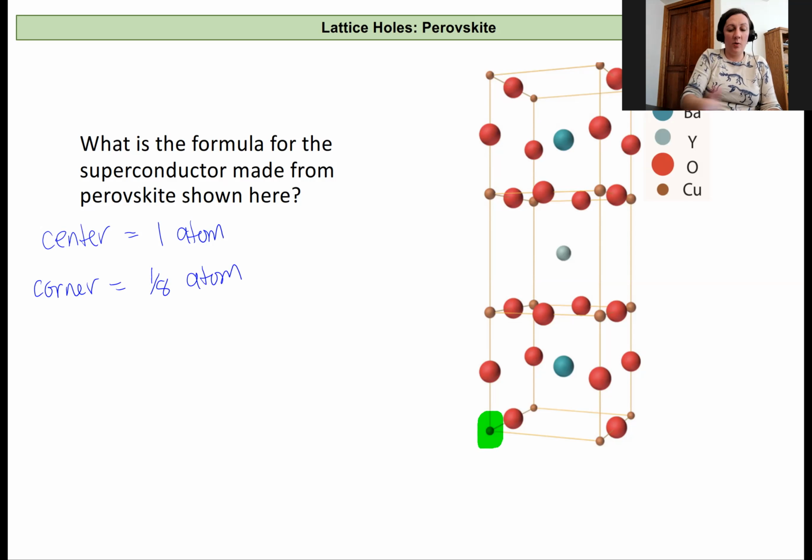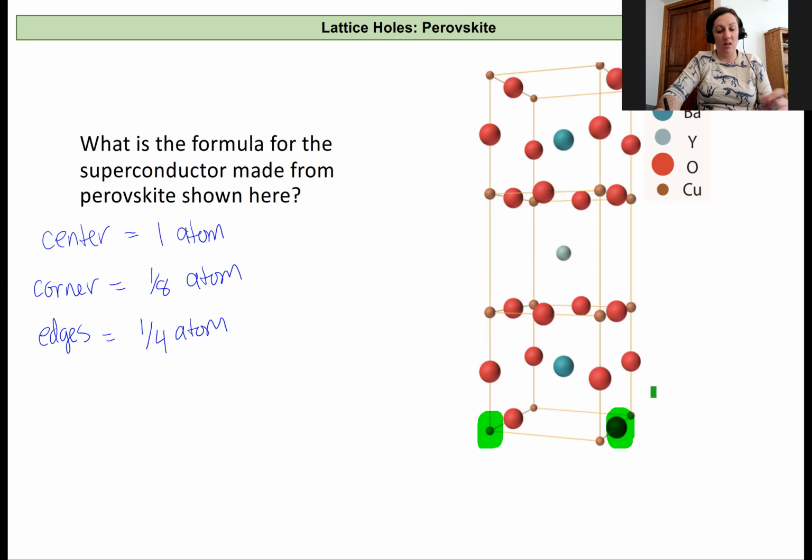And then there are going to be atoms that are on edges. Those are going to be 1/4 of an atom. You'll see them, here's one right here. It's going to be shared with 4 other unit cells rather than 8. And then we also have faces. These are going to be 1/2 of an atom. They're shared with just 2 other structures. So an example of one would be this one right here. So it's going to be part of this unit that we're looking at, and then one that's right on top of it.